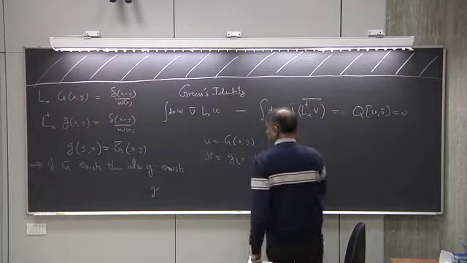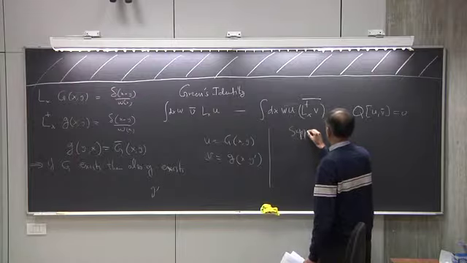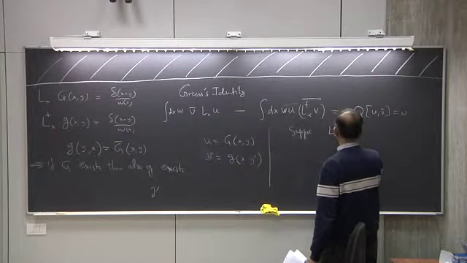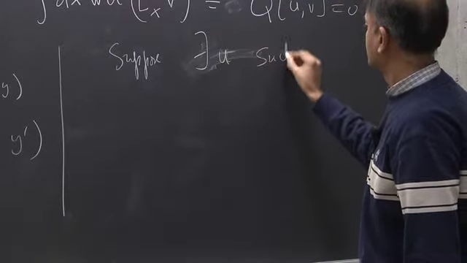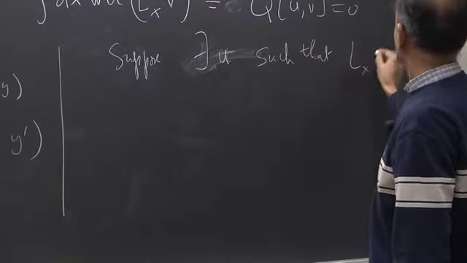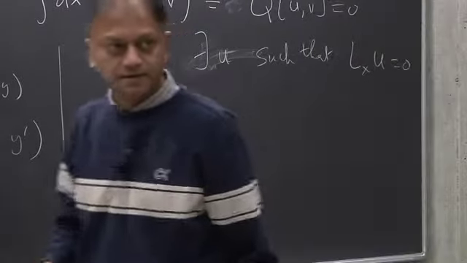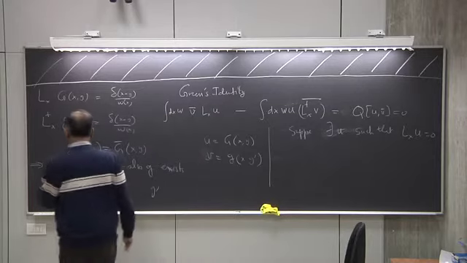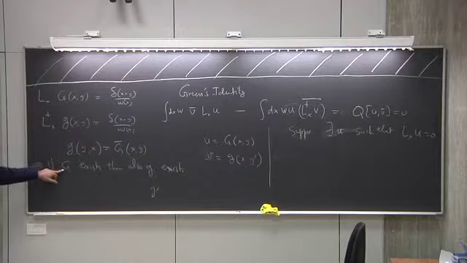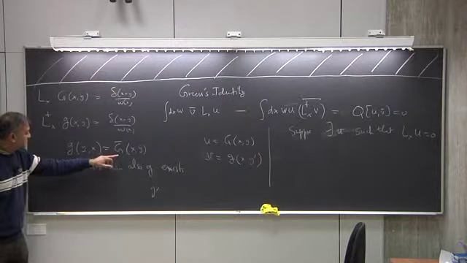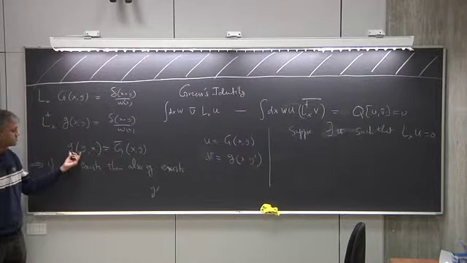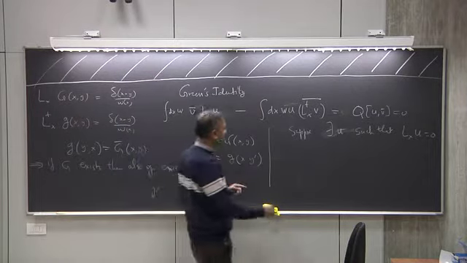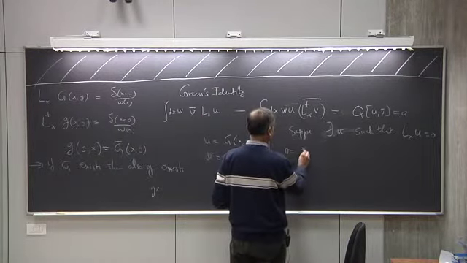Suppose there exists u such that L x u equals 0. Now we'll show that capital G cannot exist. If capital G existed, small g exists, so we'll prove by contradiction. If capital G exists, then small g exists. So let us use this Green's identity and choose v equal to small g, so v of x equals small g of x,y.